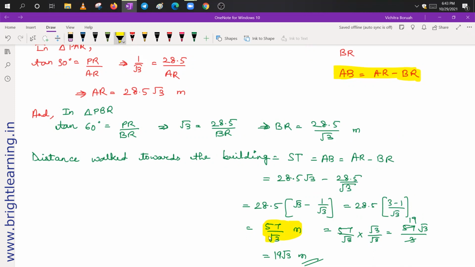And if you want to rationalize it, you'll have to multiply both the numerator and denominator by root 3. So in the denominator, you will get root 3 into root 3, which is 3. So 3 19s are 57. So you will get 19 root 3 meters. So this is the answer.